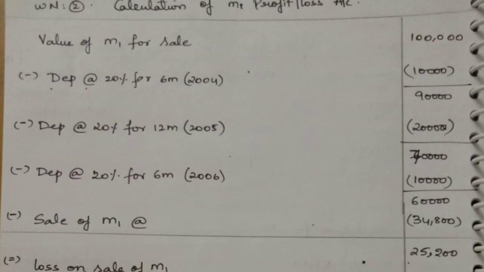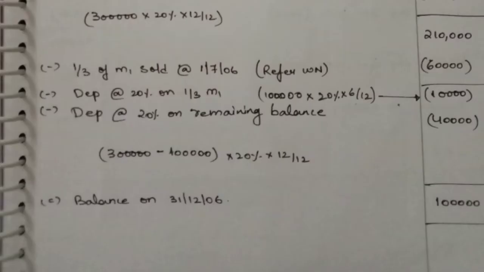So this 60,000 you need to eliminate from the total cost of the machinery. That is, in working note 1, you need to take this 60,000 amount as on 1st July 2006. You need to eliminate this 60,000 from the 2,10,000 net cost. So after deducting all this, that is 2,10,000 minus 60,000 minus 10,000 depreciation for the 1/3 portion and minus 40,000 depreciation for the balance amount of machinery, you will get the balance as 1 lakh as on 31st December 2006.